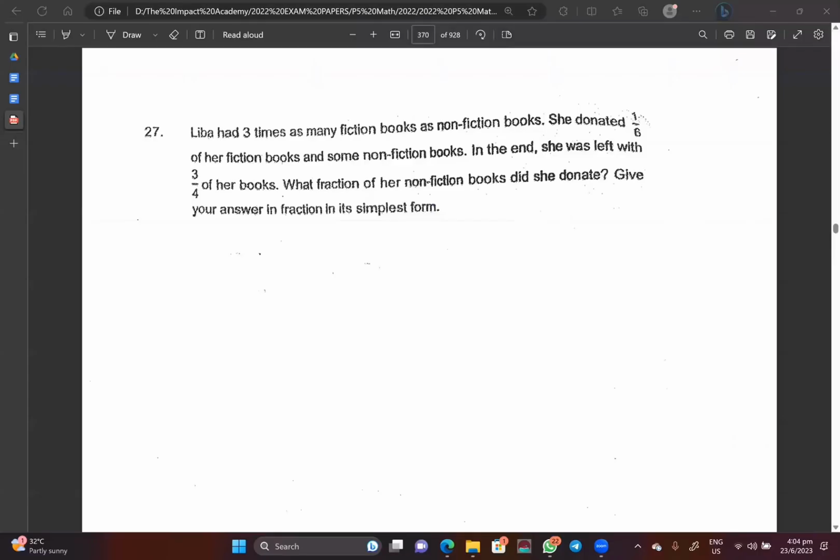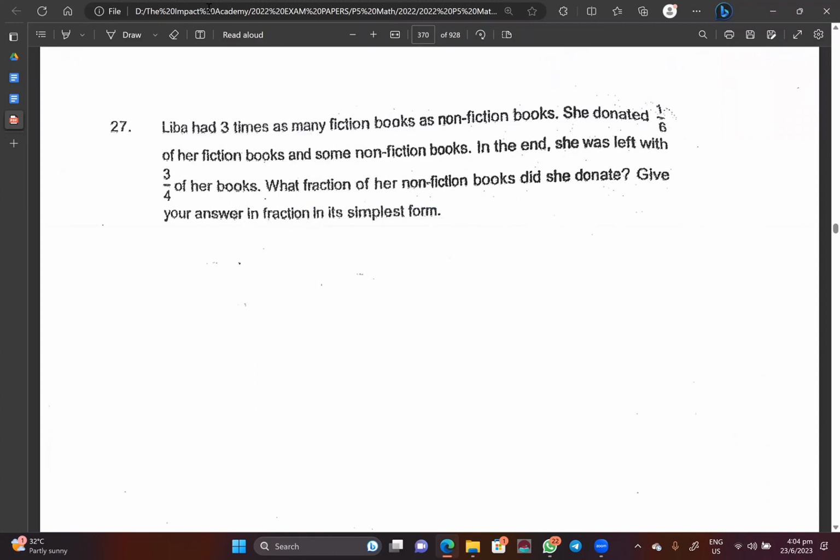Okay, hi everyone. Today we are looking at a question like this. Now, as you can see over here, this is a fractions question, but you do not just want to say this is a fractions question, right? So let's start reading first.